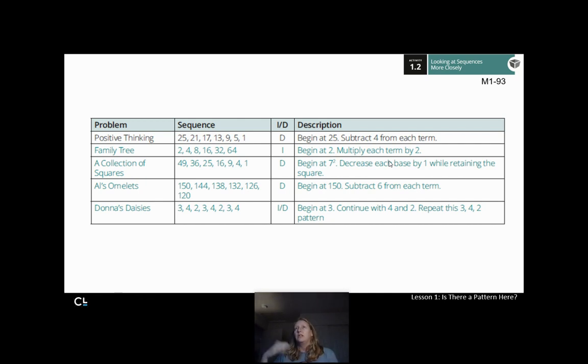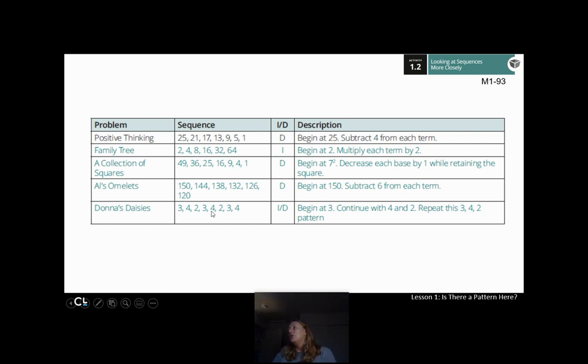So from 7 squared to 6 squared to 5 squared to 4 squared on down. For Al's omelets, here's my sequence. It was definitely decreasing, which is fair. He was using the eggs to make omelets. So I begin at 150, subtract 6 from each term.